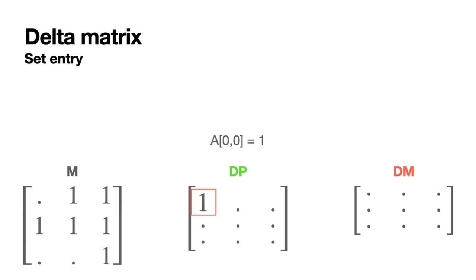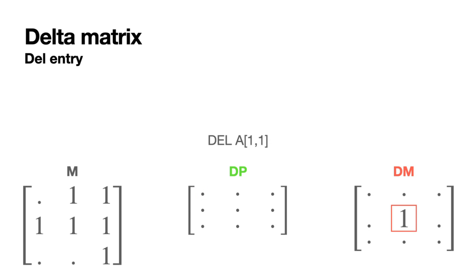Now, if I wanted to delete it, I can simply modify delta plus. Now, what happens if I want to delete an entry from M? I just mark the deleted entry in delta minus, and what if I want to re-add it back? I just remove it from delta minus.